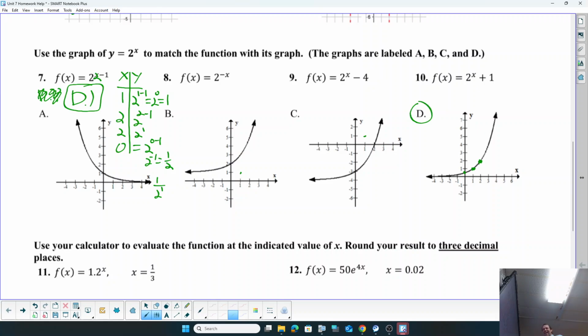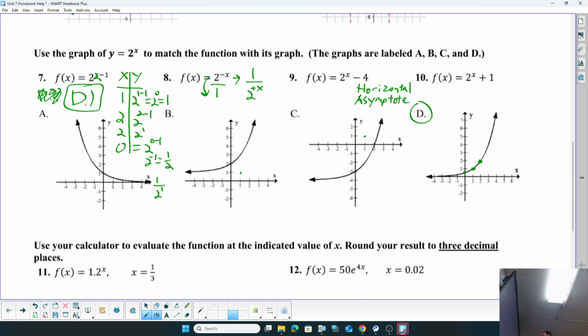So you try number 8, number 9, number 10, use an xy table. Or you can go ahead and remember that you can always flip it and bring it down. It makes it positive. So 1 over 2 to the positive x. And so that might help you there, possibly. Ooh, this has a horizontal asymptote. Pause me, try it on your own.